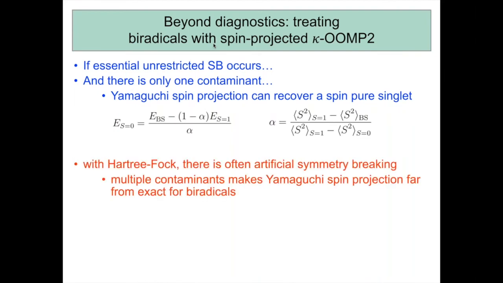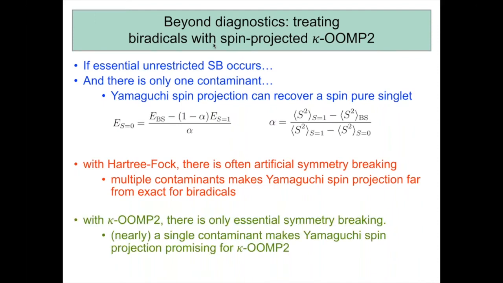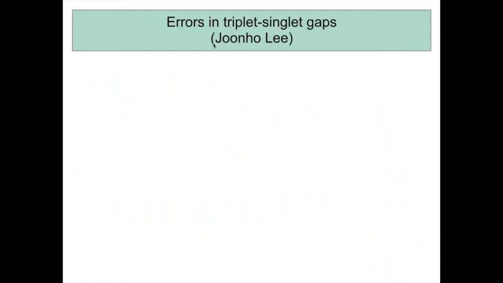On the other hand, it's risky to do that with Hartree-Fock because there's artificial symmetry breaking. It can also be risky to do it with DFT because there can be artificial symmetry restoration. But with kappa OOMP2, this is a very nice method for a biradical. So if you find S squared consistent with just one strongly correlated pair of electrons, for instance, an S squared of around 1 or so, then you can use that projection formula.